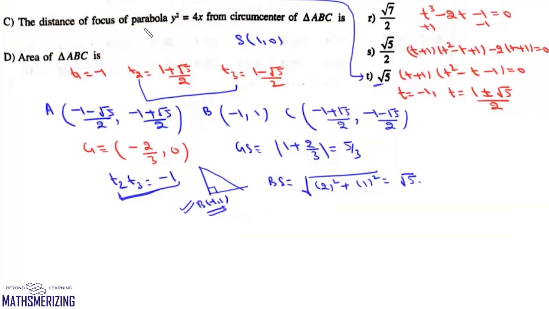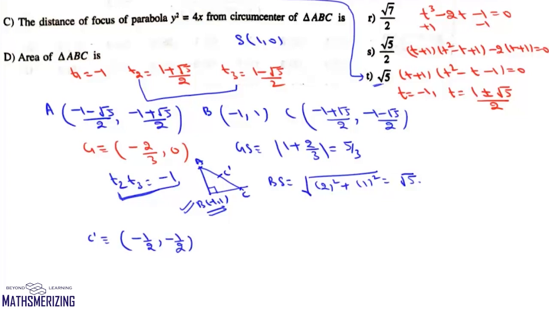Now the third question is distance of focus of parabola from circumcenter of triangle ABC. Now since this triangle ABC is a right angle triangle, its circumcenter is actually the midpoint of the hypotenuse. So let circumcenter be some C dash. So C dash is the midpoint of AC. Now what's A? A is (minus 1 minus root 5) by 2, and C is (minus 1 plus root 5) by 2. So we'll find its midpoint. So root 5 by 2 will cancel. So it will be minus 1 by 2. Again for y coordinate, root 5 by 2 will cancel. So again it will be minus 1 by 2.